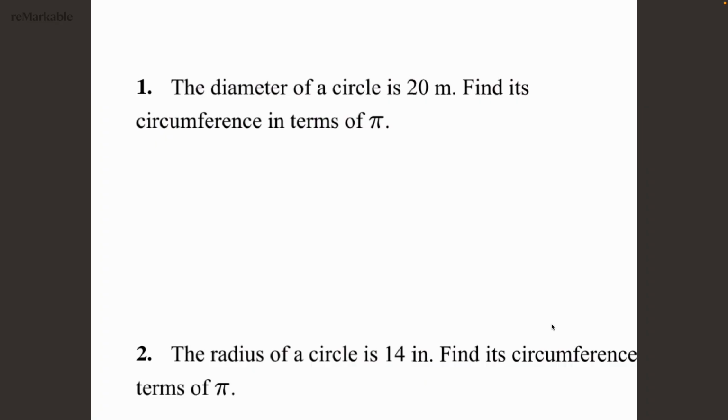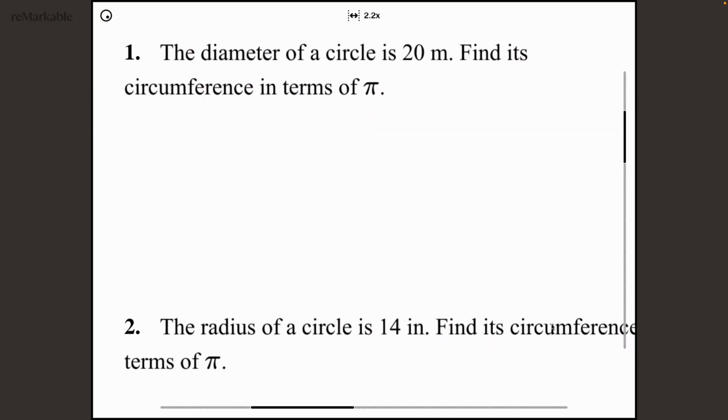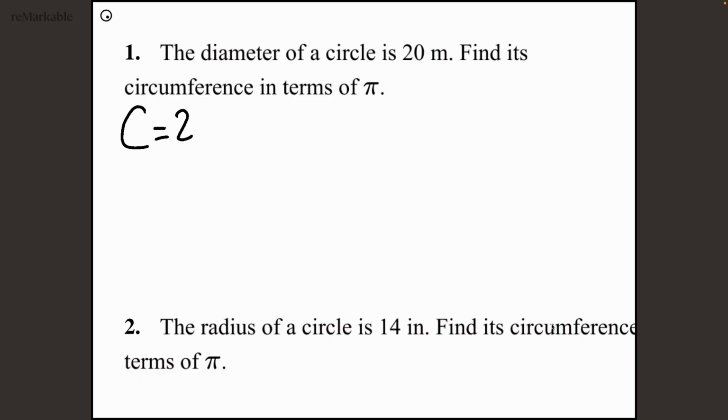Now, this one, the diameter of a circle is 20 meters. Find its circumference in terms of pi. Okay, so what was that equation that we used again? Okay. And then let's go ahead and fill this in. Well, if we have the diameter and it's 20, how do we find the radius? Yeah, if we have the diameter, we need to find the radius. We would just divide it by 2 because it's half the value. So what's 20 divided by 2?